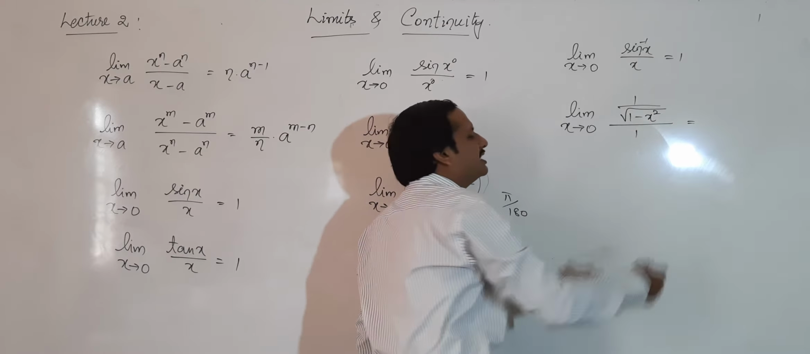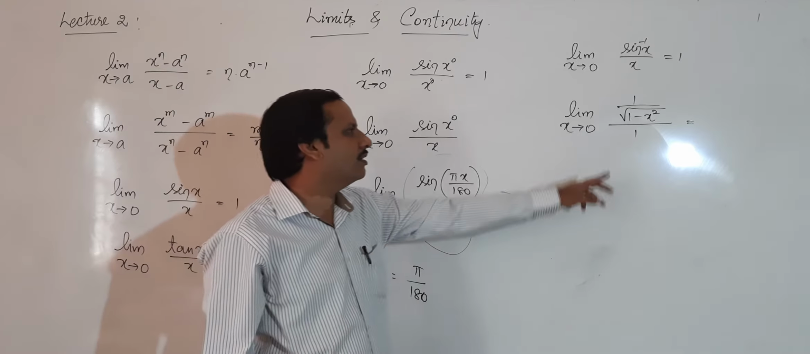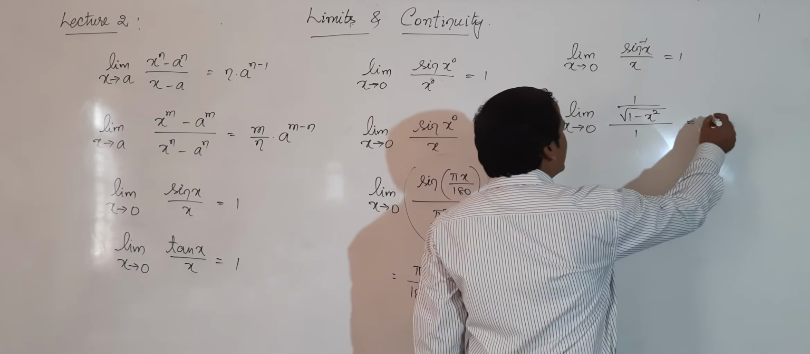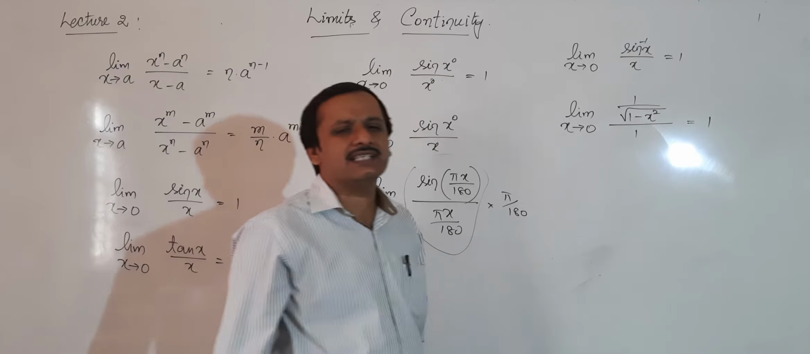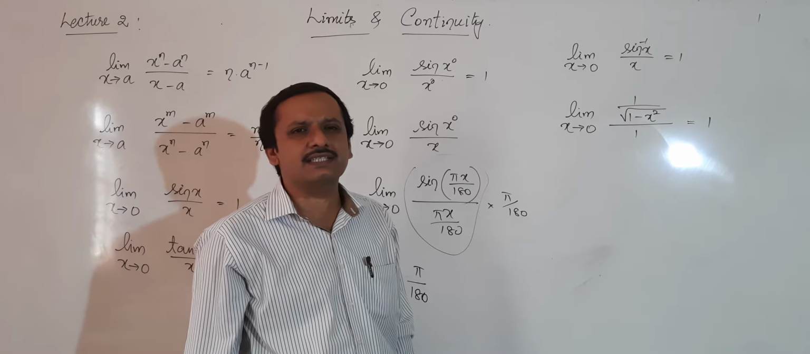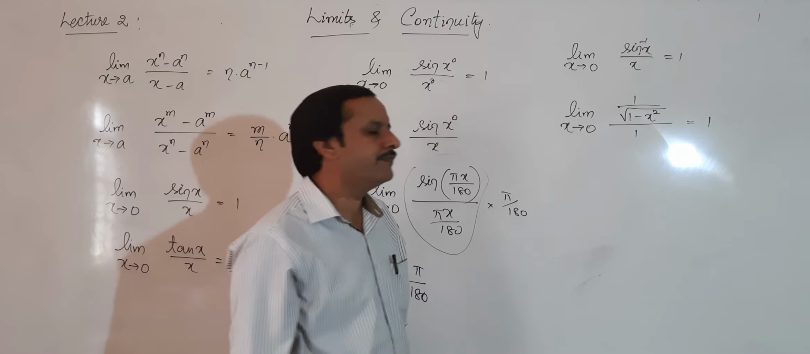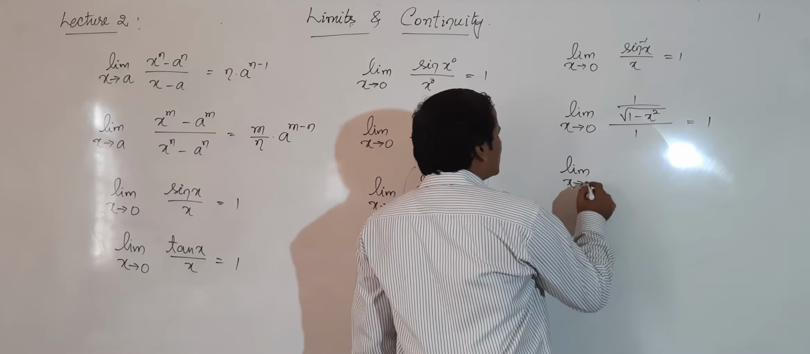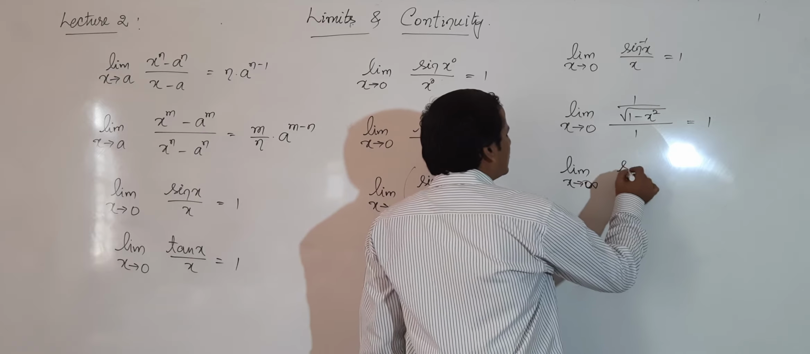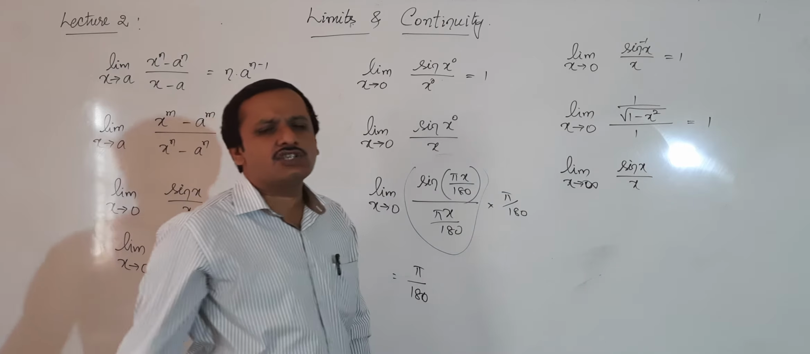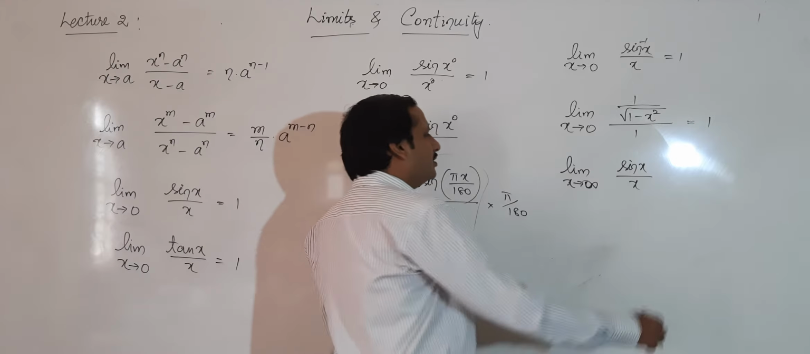Now apply the limit as x tends to 0. If I put x as 0, here we will be left with root 1. Root 1 is 1. So the answer is 1 by 1 is equal to 1. So limit x tends to 0 sin inverse x by x is equal to 1. Then suppose if I am talking about limit x tends to infinity sin x by x, what happens to this? Limit x tends to infinity sin x by x is equal to 0.